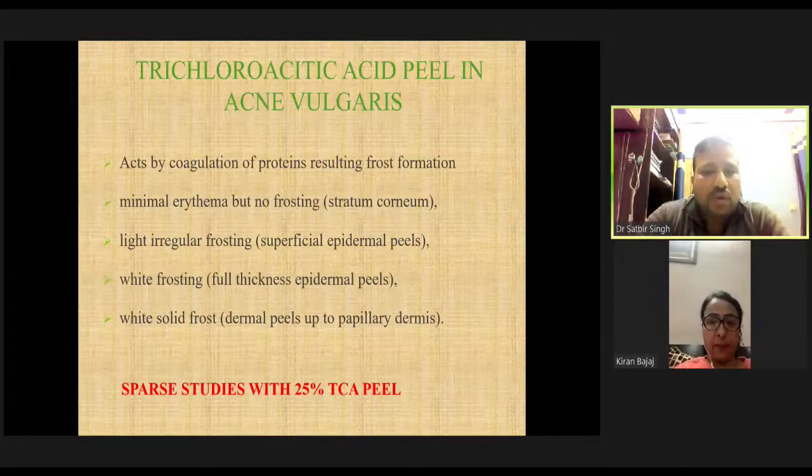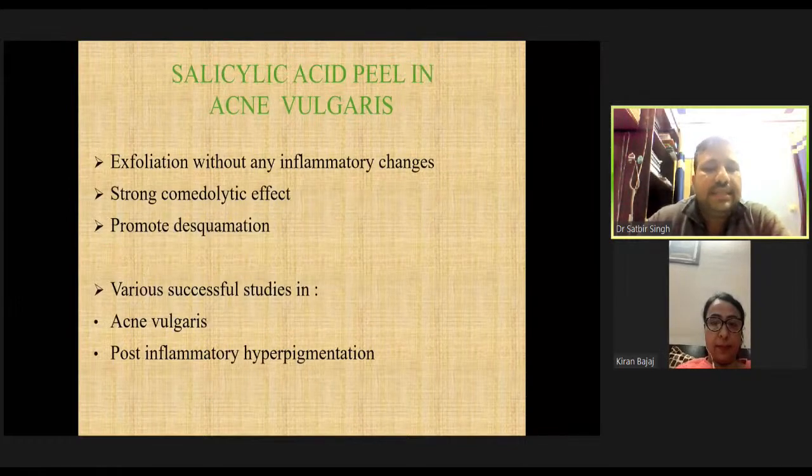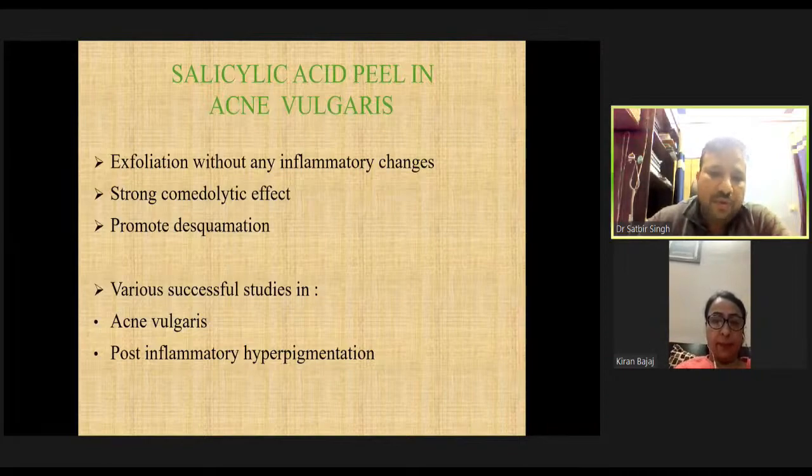Trichloroacetic acid acts by coagulation of protein, with minimal erythema but no frosting up to white solid frost, which depends on the depth of the peel, which is directly proportional to the concentration of TCA. Salicylic acid acts by exfoliation without any inflammatory changes, has a strong comedolytic effect, and promotes desquamation.